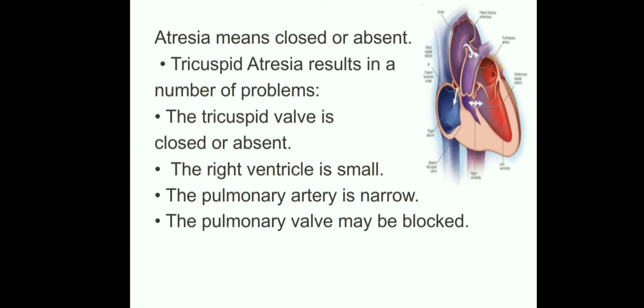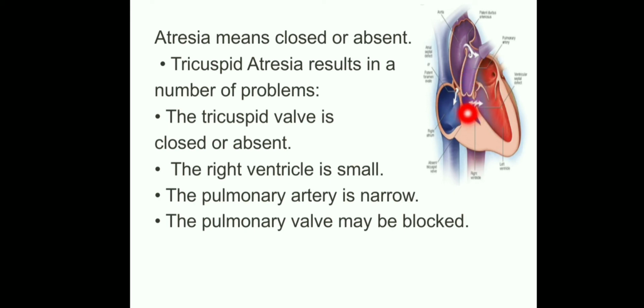Tricuspid atresia results in a number of problems. That is, the tricuspid valve is closed or absent. Look here, this is the right ventricle, how much is it there? It is very small. So, the tricuspid valve is closed or absent, and the right ventricle is very small, and then the pulmonary artery is also narrow.